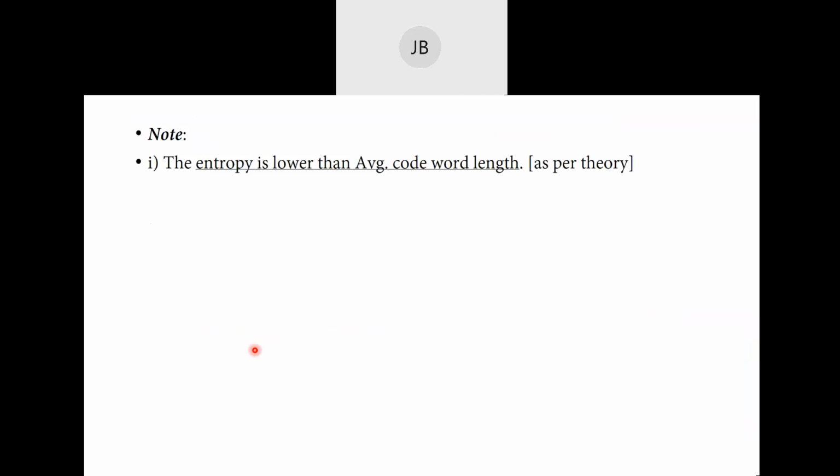Now, some points to remember: the entropy is lower than the average code word length. This is from the theory, and this should always be observed. So the entropy H of S and the average code word length L prime. Always entropy is less than the average code word length. So this follows this relation. L prime, the average code word length, is greater than, or it can be equal to, the entropy, but entropy will never be greater than the average code word length.